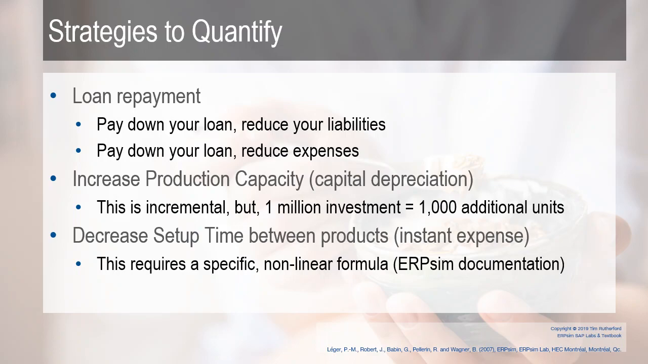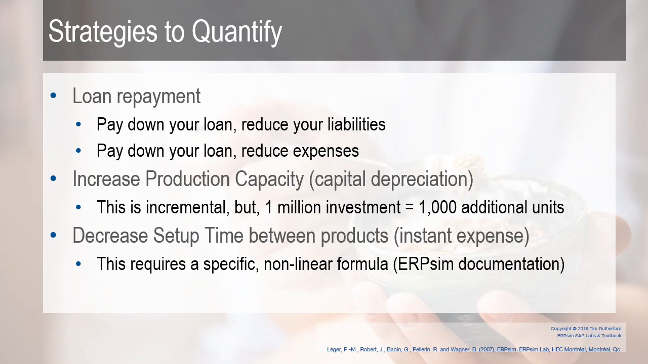Increase your production capacity. This is a capital depreciation. It's incremental, so whatever you put in is going to make a difference, but it works out to 1 million in investment equals 1,000 additional units. But remember, it's depreciated. It's not an instant expense. Another option is decreasing your setup time between products. This is an instant expense. You're essentially paying a consultant to help you with lean manufacturing, and this requires a specific nonlinear formula, which is part of the ERPsim documentation that you'll want to look up.